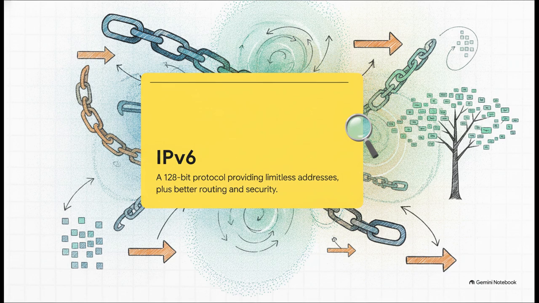To put that massive number into perspective, that's enough IP addresses to assign one to every single atom on the surface of the Earth and still have plenty left over. It completely and utterly eliminates the address shortage for countless generations, all while bringing in some really nice built-in enhancements for routing efficiency and security.